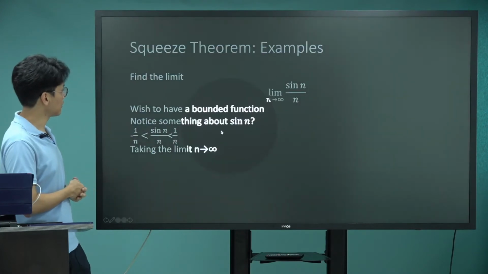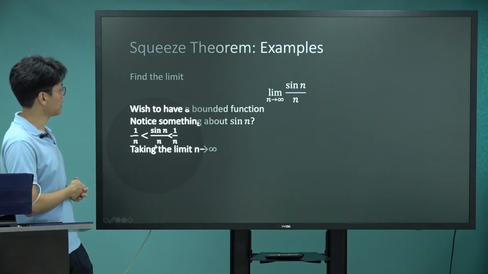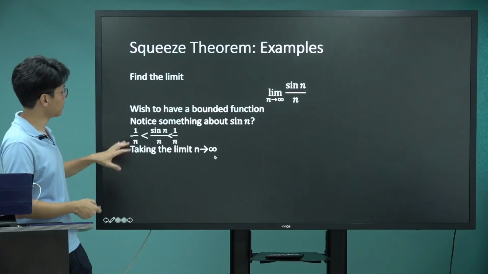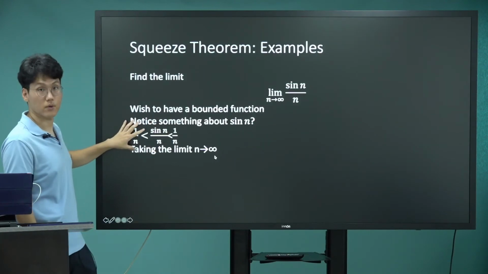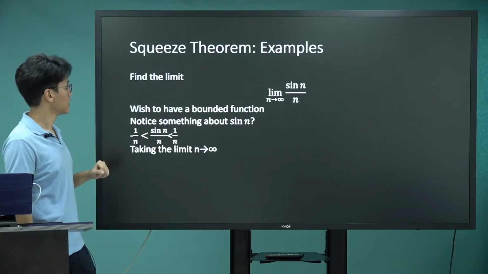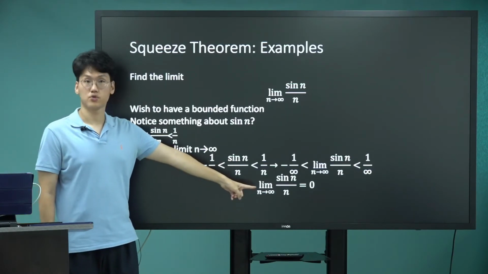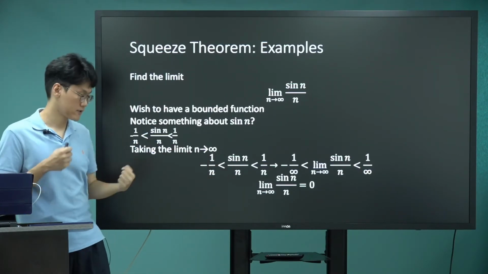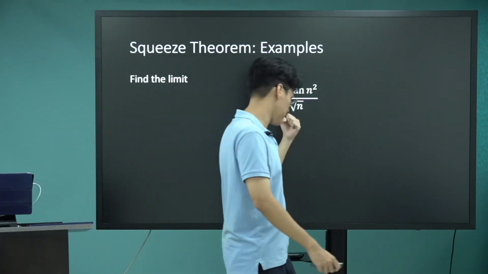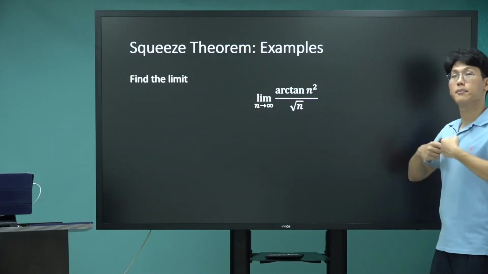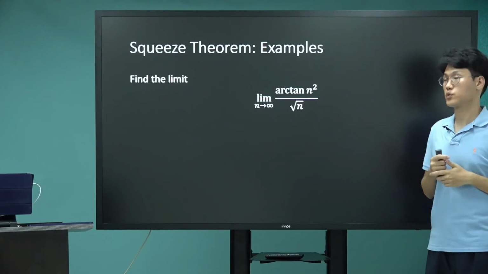So -1 over n and 1 over n. And if you set n to infinity on both of them, it becomes a 0 as well as a 0, right? Therefore, whatever is in the middle also should go to 0 because left and right go to 0, right? So it is very important for me to know what bounds I'm going to set up for my sequence.